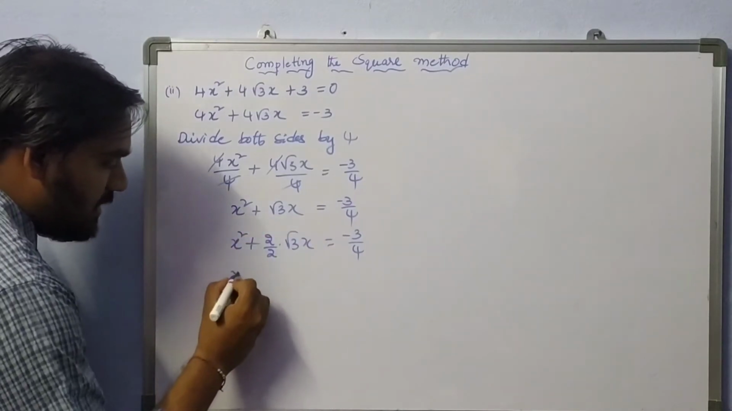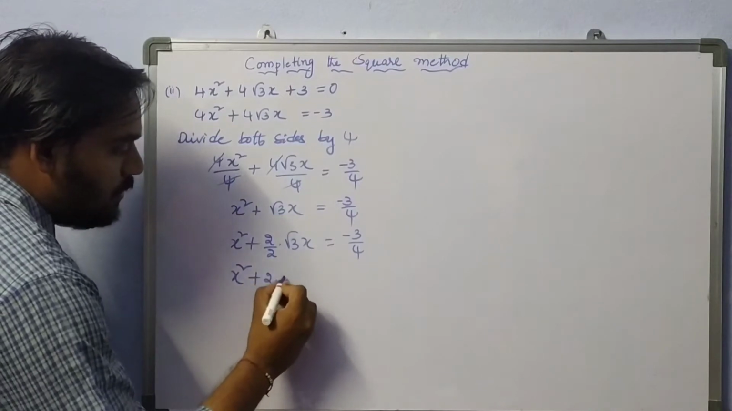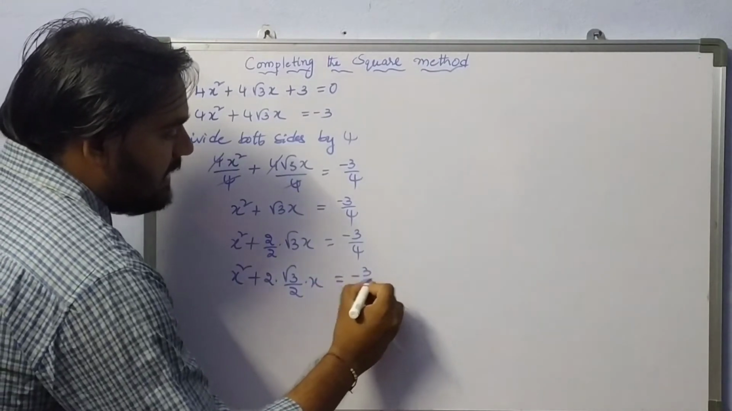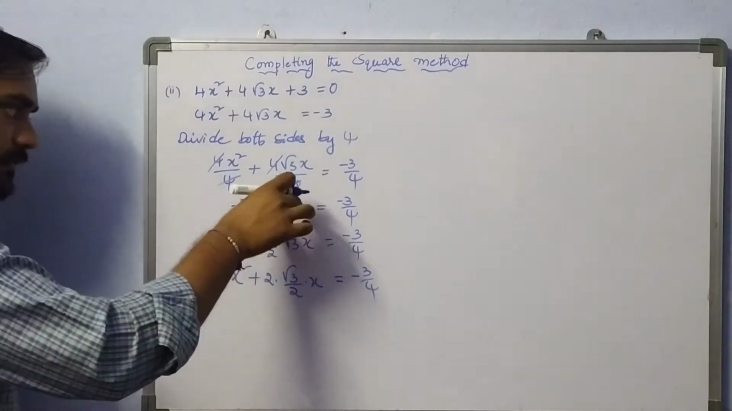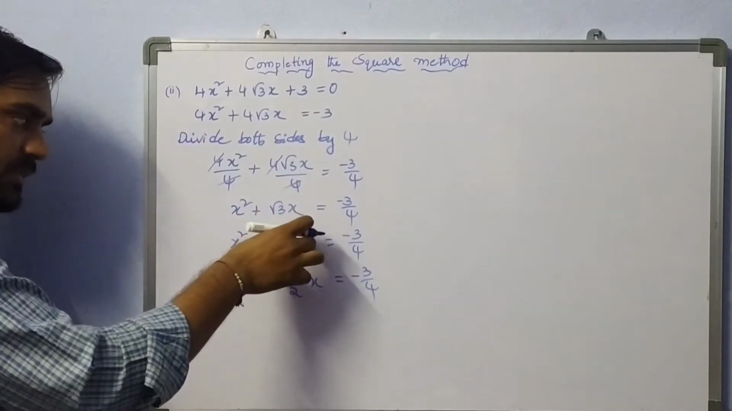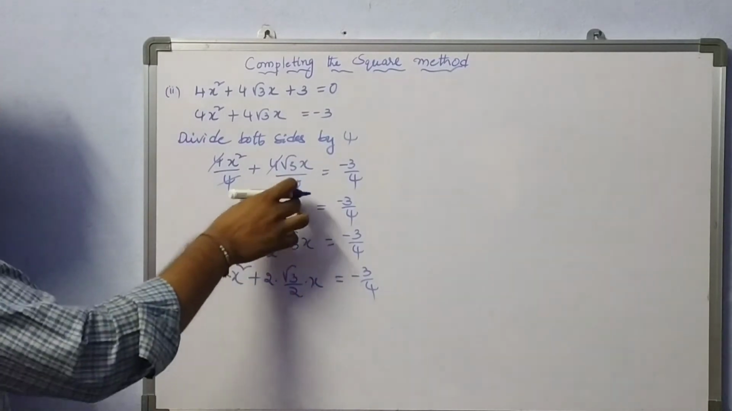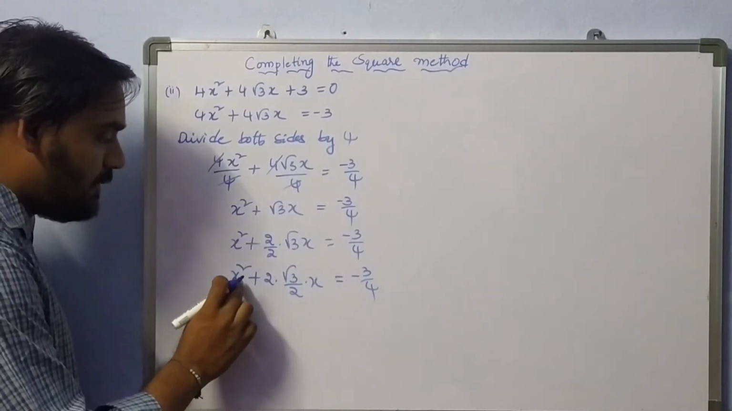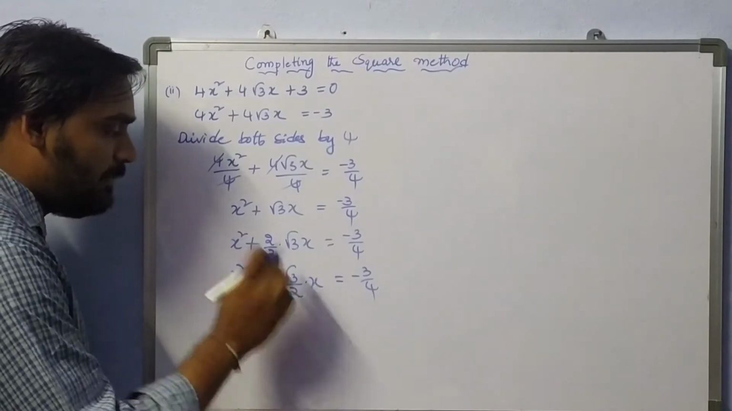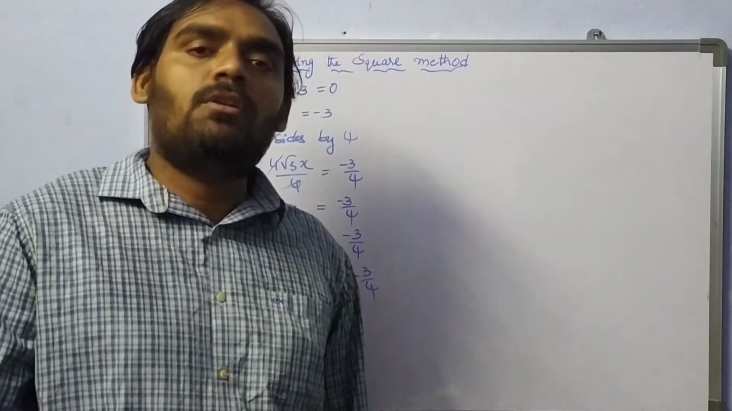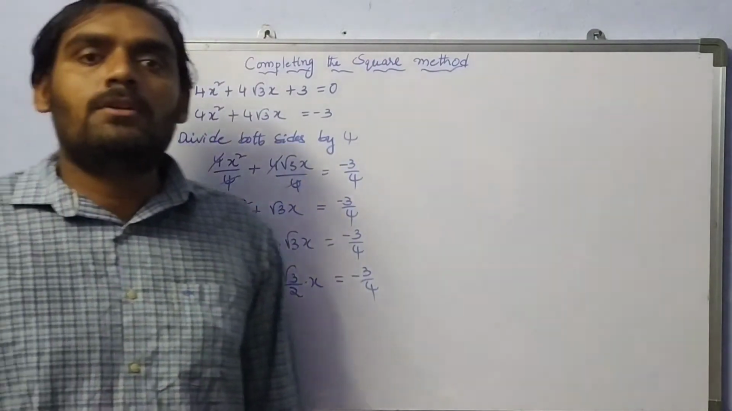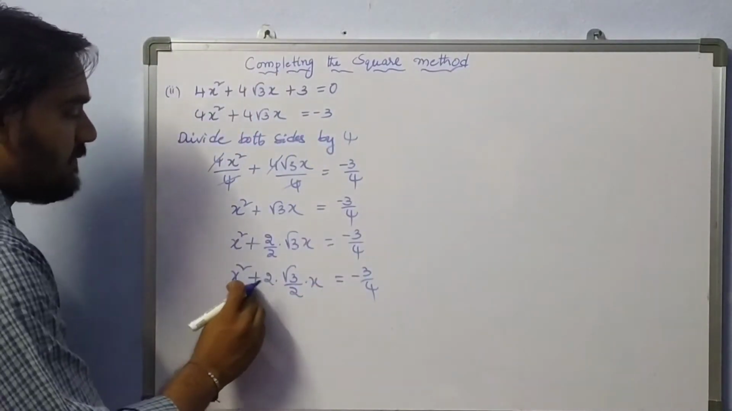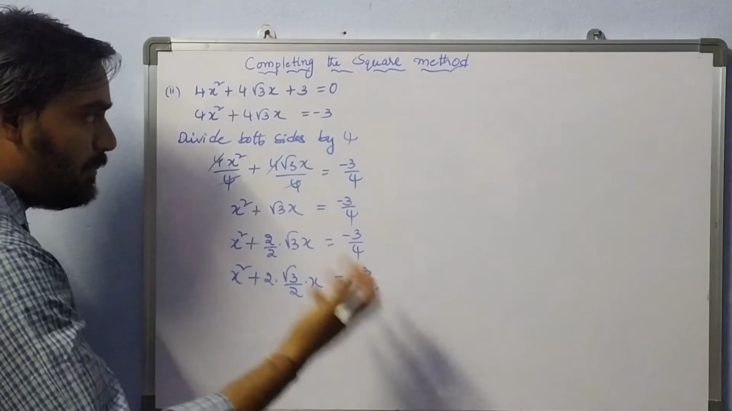At that time, this can be written as x square plus 2 into root 3 by 2 into x is equal to minus 3 by 4. There is no difference. From this step we can write like this. From this we can change like this. Okay, these three values will be same only. No doubt at all. After that, if you observe this one, a square plus 2ab we got. We need to get b square also. Then only we will get a plus b whole square is equal to a square plus b square plus 2ab. Isn't it? So here we got a square plus 2ab. We need to get b square only.